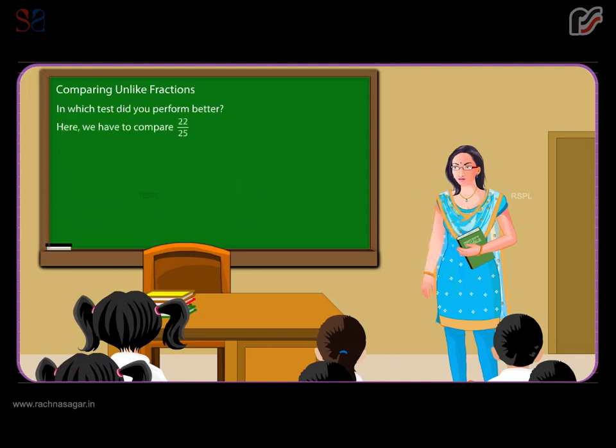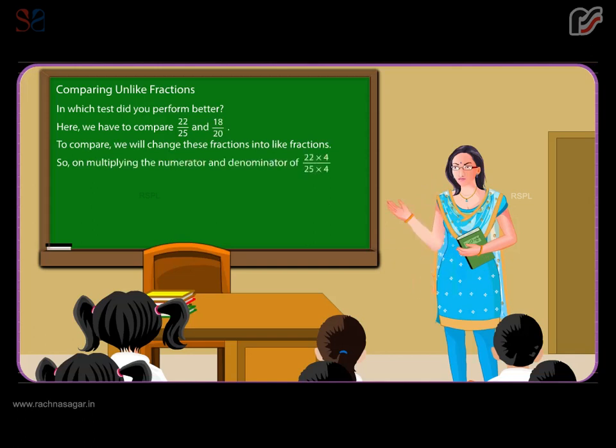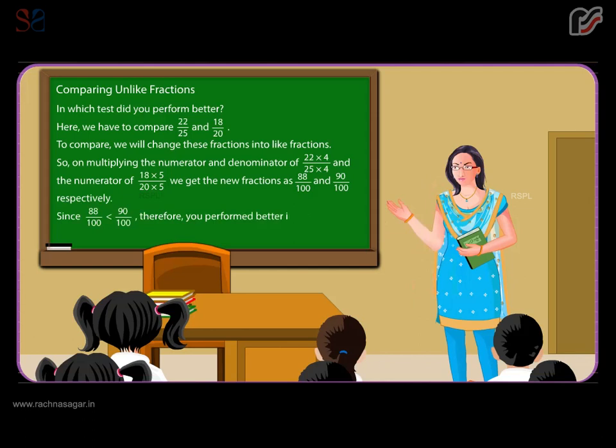Here we have to compare 22 by 25 and 18 by 20. To compare, we will change these fractions into like fractions. So, on multiplying the numerator and denominator of 22 by 25 by 4 and the numerator and denominator of 18 by 20 by 5, we get the new fractions as 88 by 100 and 90 by 100 respectively. Since 88 by 100 is less than 90 by 100, therefore you performed better in the second test.